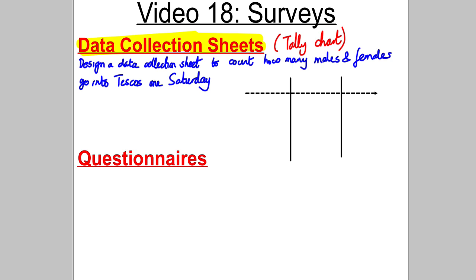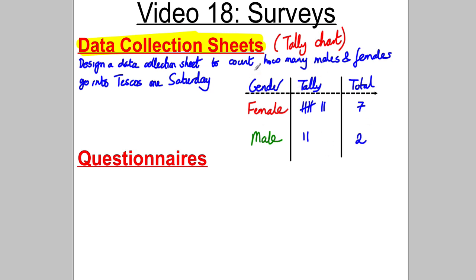And the title of your column would be gender here. Obviously you'd have female and you'd have male. They're the two genders that might go into the shop, male or females. You'd have a tally column here where you would count them as they go in, and you would have a total column here where you actually numerate that tally. So for example, you'd say 7 here, 2 here. So when you see data collection sheet, it just means design a tally chart.